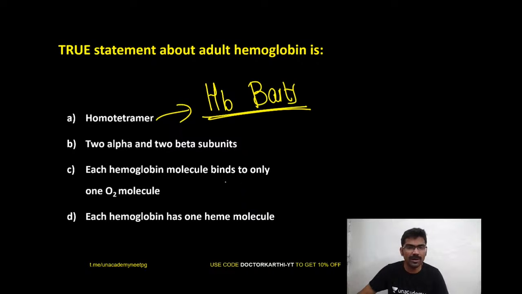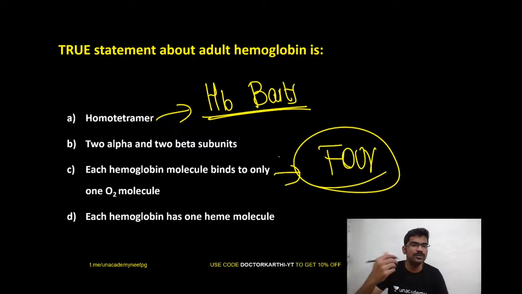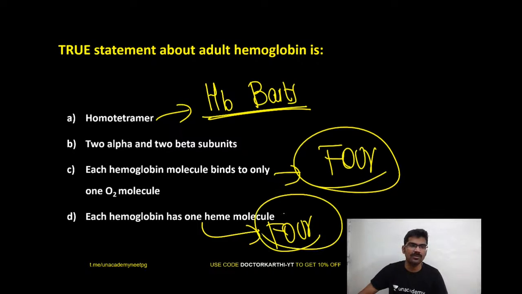Each hemoglobin molecule binds to how many oxygens? 4 oxygen molecules. Each hemoglobin has 4 heme, obviously. So there will be 4 heme. That is why it binds to 4 oxygen molecules. So this is the easiest one. Let's go to the next one.